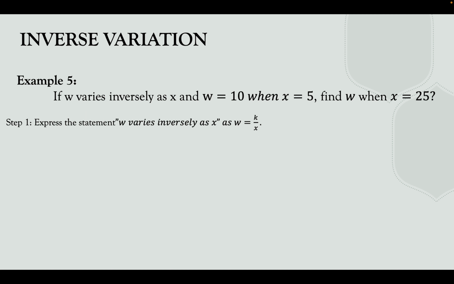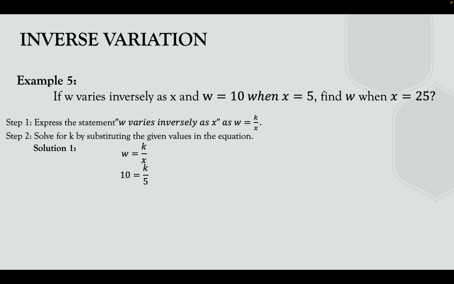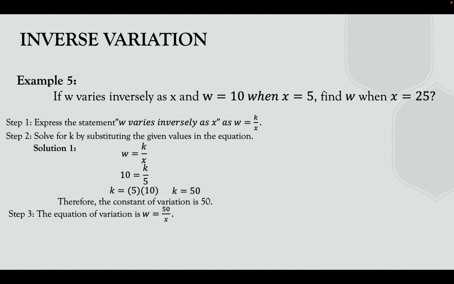Now, we need to express the statement "w varies inversely as x" as w equals k over x. Substitute the given values in the equation: we have w as 10 equals k over 5 as x. Cross multiply, and you will get k equals 5 times 10. That means your constant of variation is 50 and your equation of variation is w equals 50 over x.